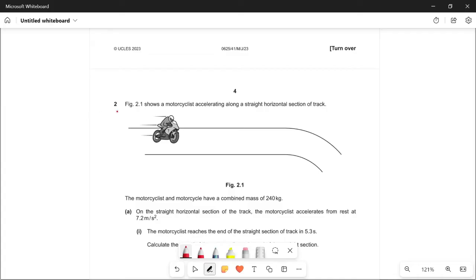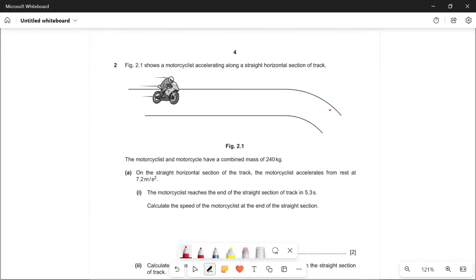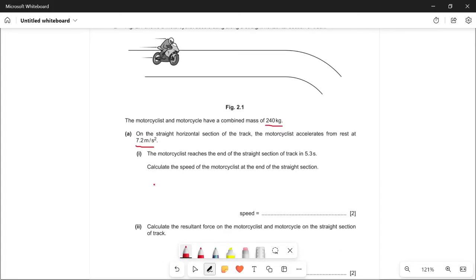Figure 2.1 shows a motorcyclist accelerating along a straight horizontal section of a track. The motorcyclist and motorcycle have a combined mass of 240 kilograms. On the straight horizontal section of the track, the motorcyclist accelerates from rest at 7.2 meters per second squared. The motorcyclist reaches the end of the straight section of the track in 5.3 seconds. Calculate the speed of the motorcyclist at the end of the straight section.